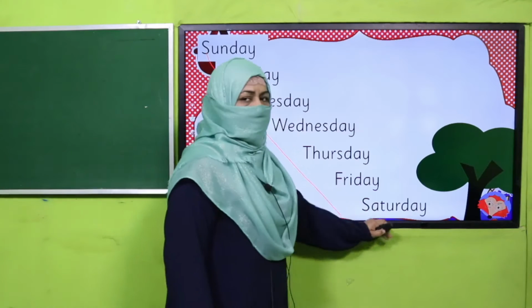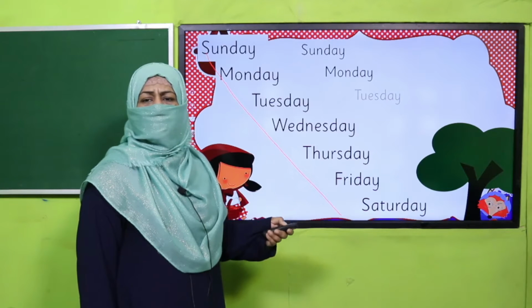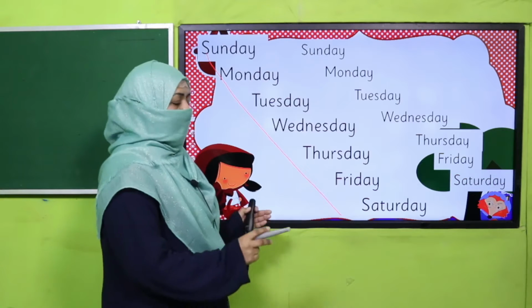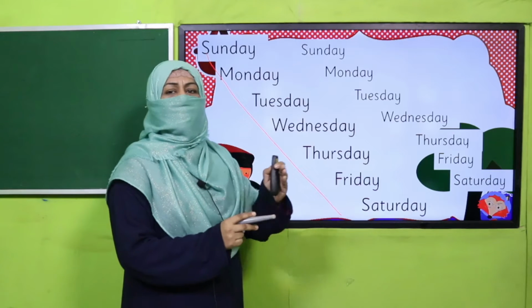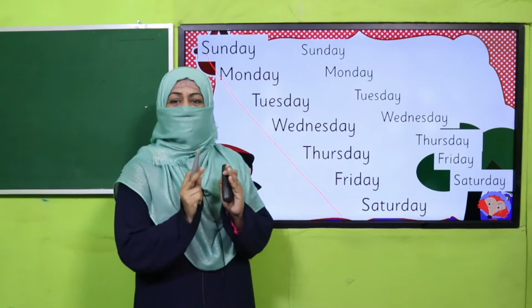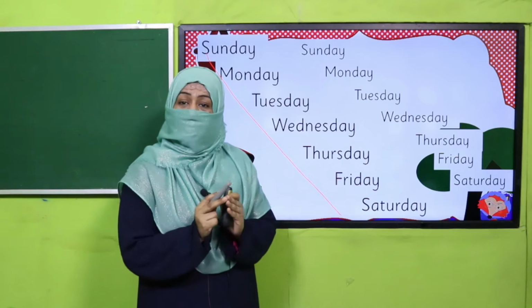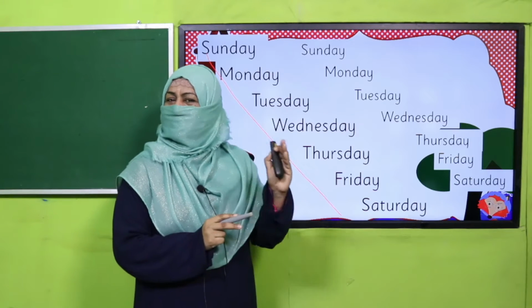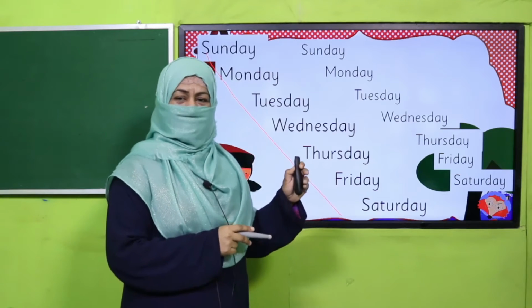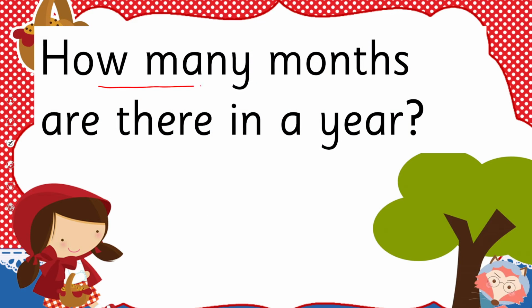And when Saturday comes, what happens? Again, Sunday, Monday, Tuesday, Wednesday, Thursday, Friday, Saturday. It's another week. And there are weeks after the weeks. And what happens next? 4 weeks we join together to make a month. And 12 months altogether makes a year. This is how this calendar goes on, right? So, how many months are there?